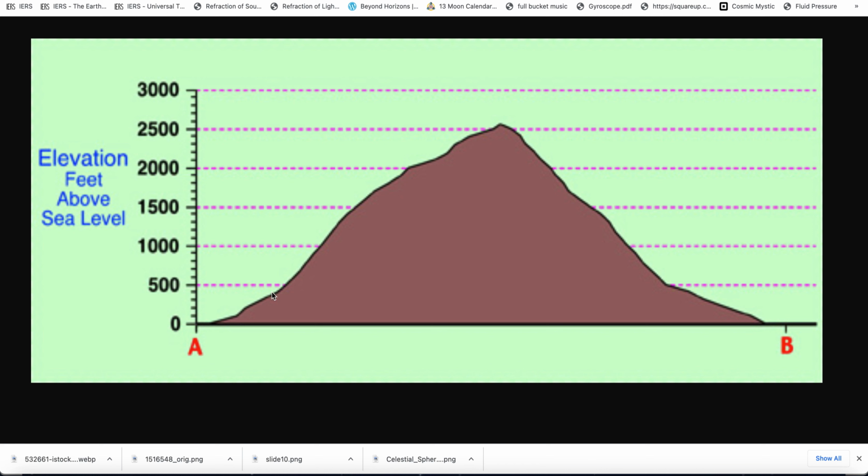So if we go to here, we have elevation, feet above sea level. See, this is a mountain here, and this is all the gradient of elevation at different points above sea level, right? So it's all taken from sea level. All this elevation is taken from sea level. So if they want to take an angle to here, then that angle will come from sea level. But that angle has to use 90 degrees. So sea level has to be the horizontal.